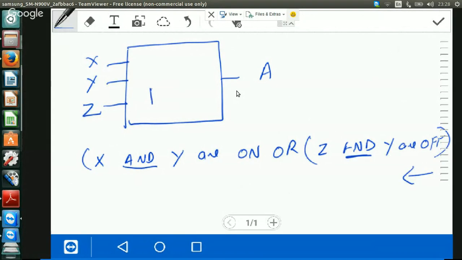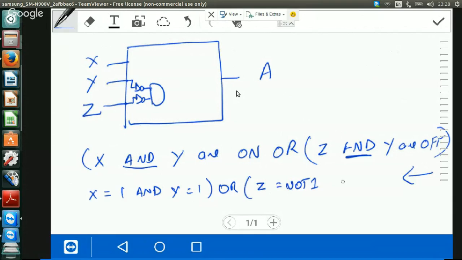This is the AND gate. What are the inputs? Z and Y are the inputs, but Z and Y are both off, so they will be the inputs, but they will be negated first, because they both are off. How will you write this down? Again, you can do that. X is equal to 1 and Y is equal to 1 because both are on, or Z is equal to not 1, or 0, because it's off, and Y is equal to not 1. So this is how you're going to do that.